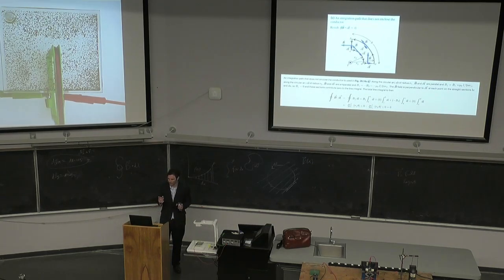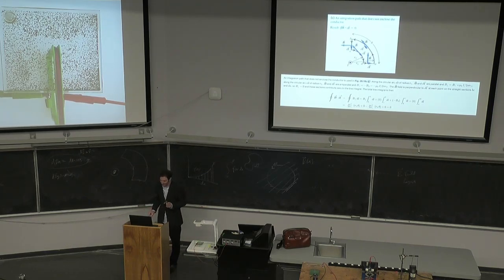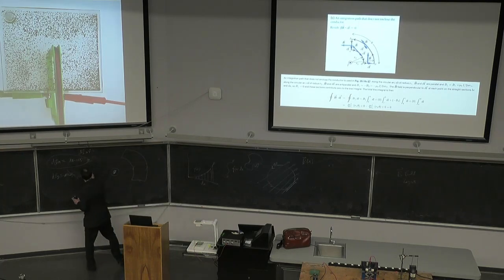But there's one more point I want to bring up, which is that you can show through a little bit of geometry that if my integration path lies outside of my current, so say I have a current here, and then I have some random integration path that doesn't enclose the current, then this path integral, B dot dl, is just going to be zero. There's no contribution.